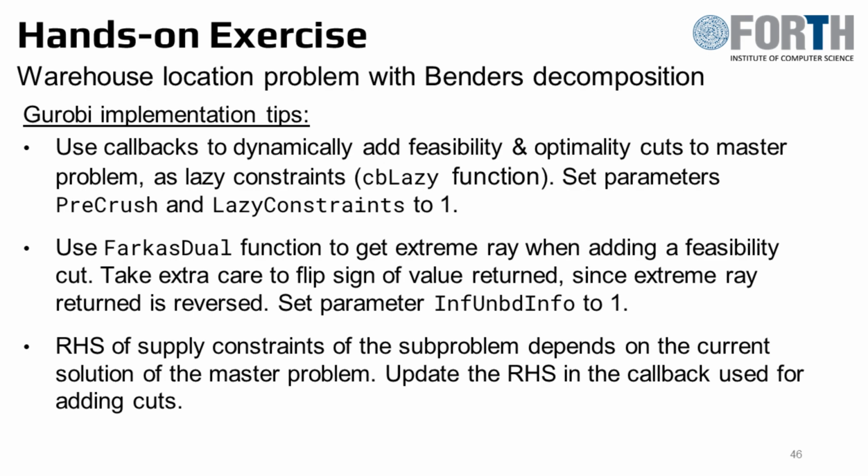Now, for feasibility cuts, we need information from an infeasible subproblem. In that case, we rely on Farkas dual information. In Gurobi, this is accessed through the Farkas dual attribute. A practical detail matters here. The extreme ray returned by Gurobi follows a sign convention that is reversed relative to the one typically used in the mathematical derivation. So in the notebook, we flip the sign before forming the feasibility cut. To make this information available, we also set InfUnbdInfo equal to 1.